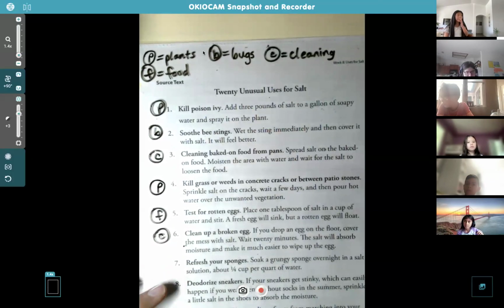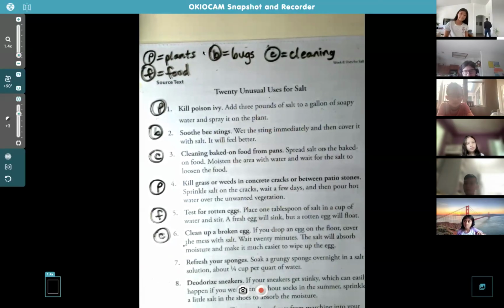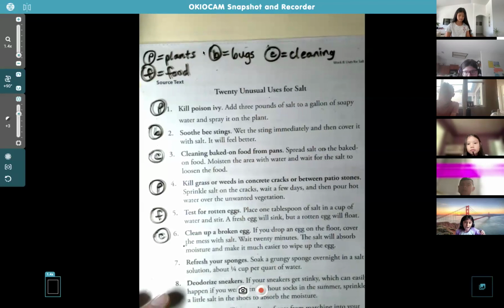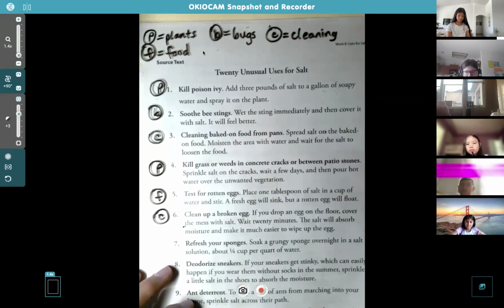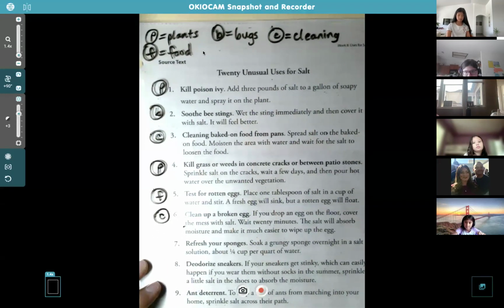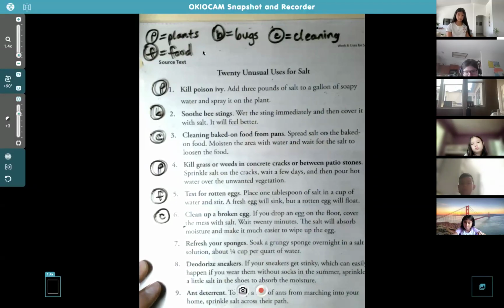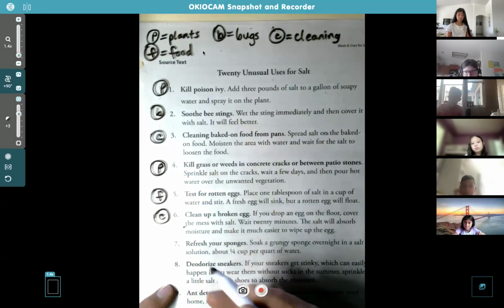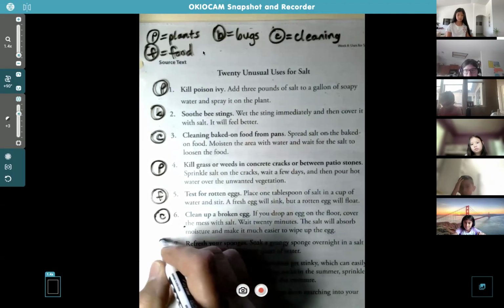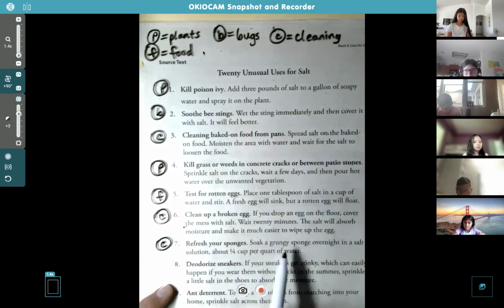Okay, we're going to keep going. Refresh your sponges. Soak a grungy sponge overnight with a salt solution, about 1/4 cup per quart of water, to refresh your sponge. That's like cleaning your sponge. You know how sometimes the sponge you use for dishes gets really stinky? I usually throw it away and get a new one, but you could clean it. Let's put C for cleaning on that one.